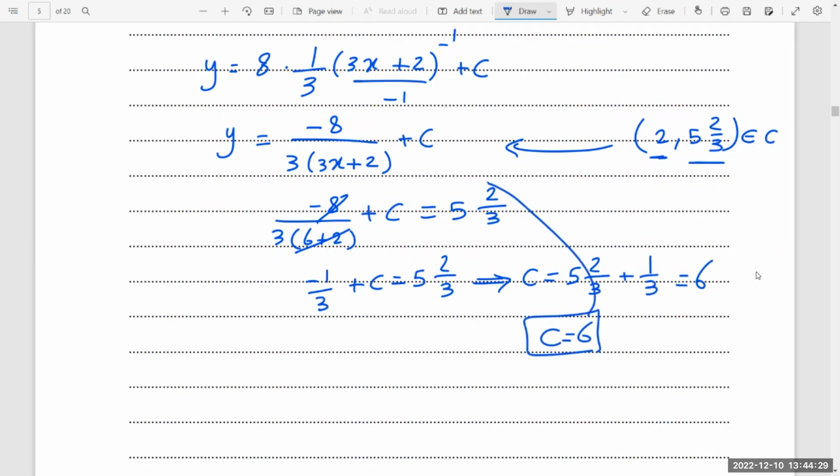If you bring it back in this step, the function y as a function of x is equal to negative 8 over 3 into (3x plus 2), plus 6. And this is the equation of the curve.